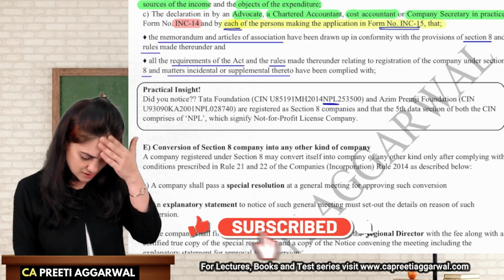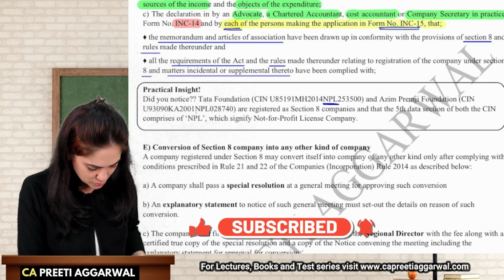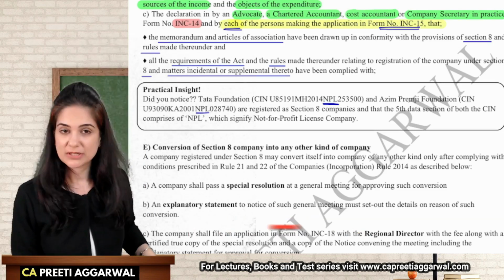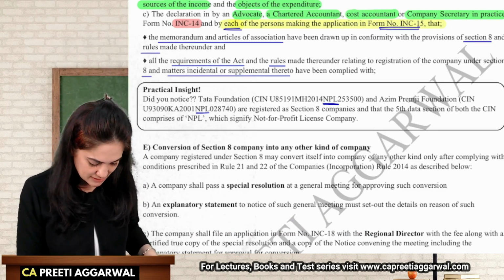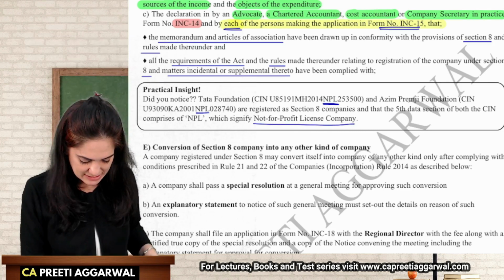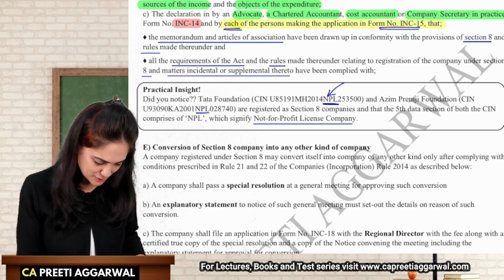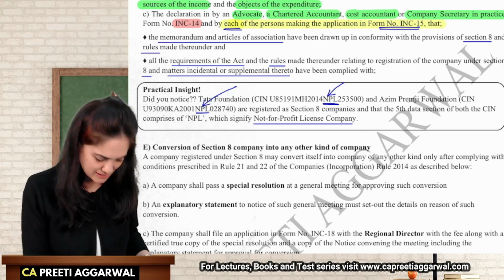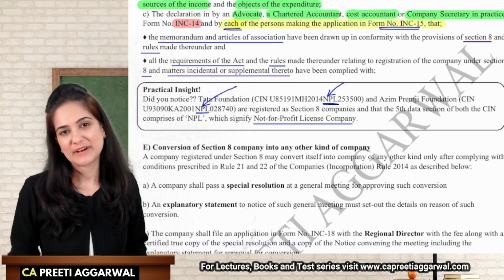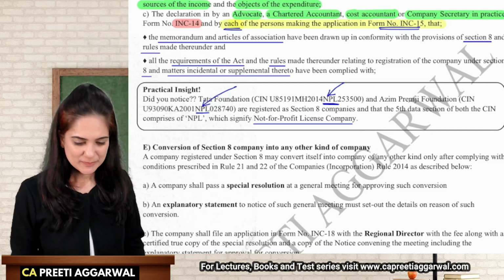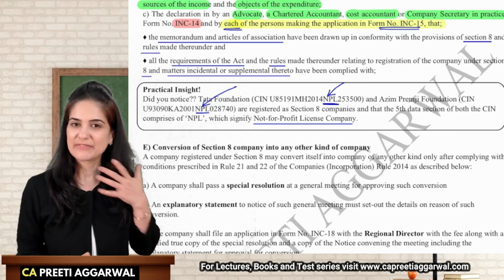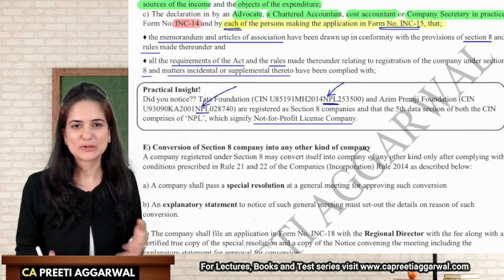Azim Premji Foundation. Here also NPL is given. Tata Foundation. Now what does that NPL mean? It means not for profit licensed companies. So the type of company is mentioned in the CIN, and you can easily identify what kind of company it is. Okay, so I think this was a very interesting way of finding out the type of company.